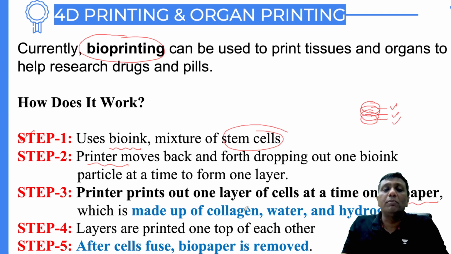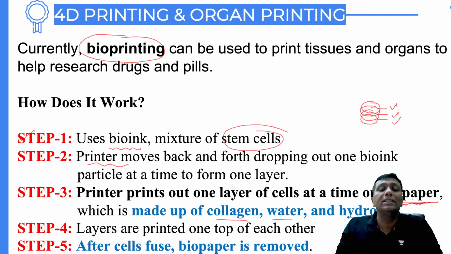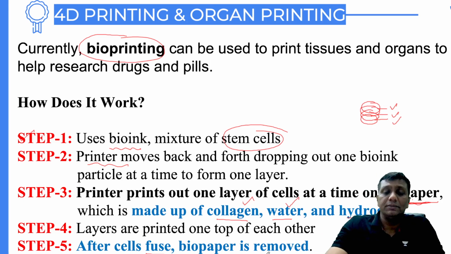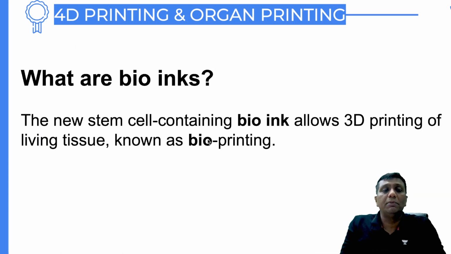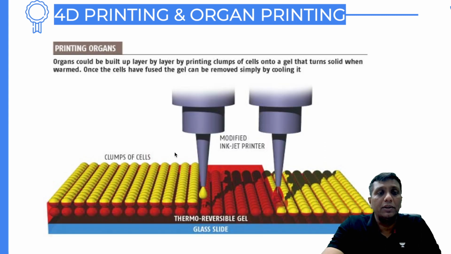Biopaper is made up of collagen, water and hydrogels. The biopaper that we are using works as a cementing material. How the biopaper works, in the next picture I will show you, guys. And after the cells fuse, we are going to remove the biopaper outside. So what is bioink? Bioink is a kind of stem cell collection that we are using here.